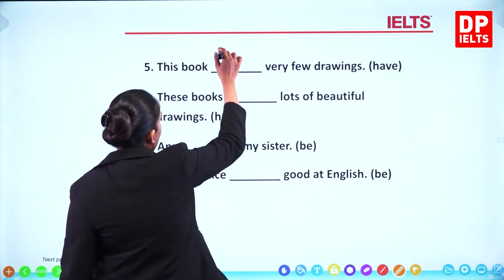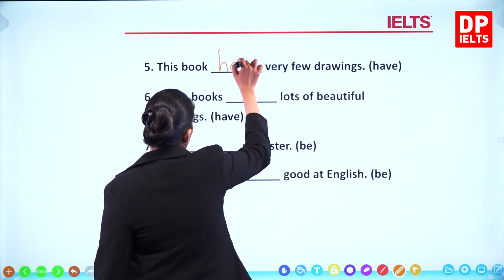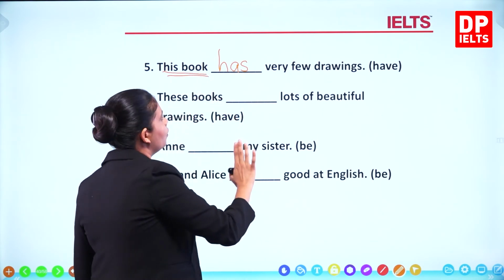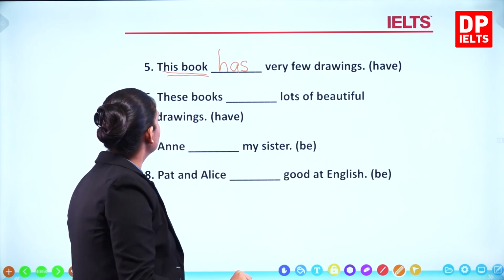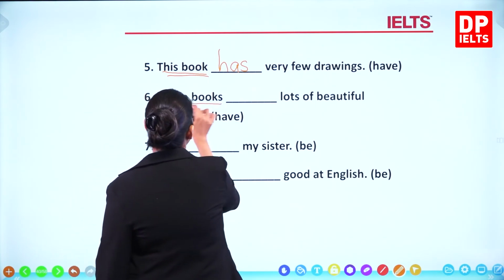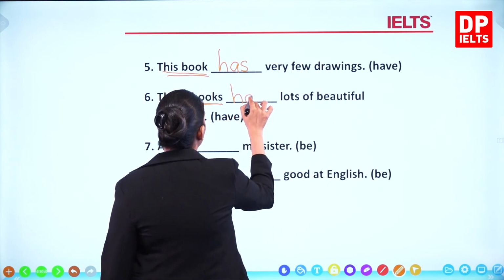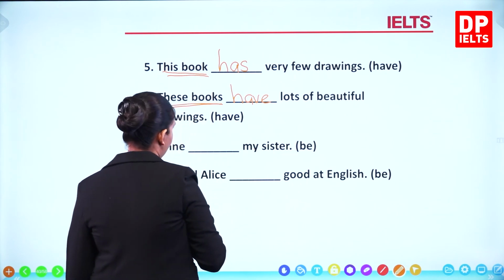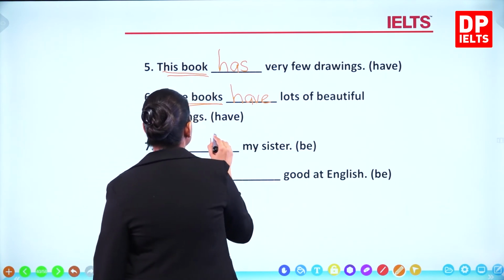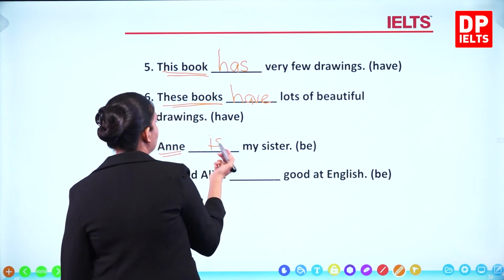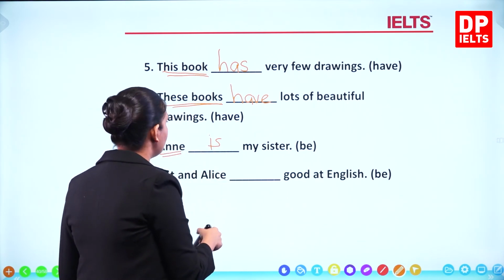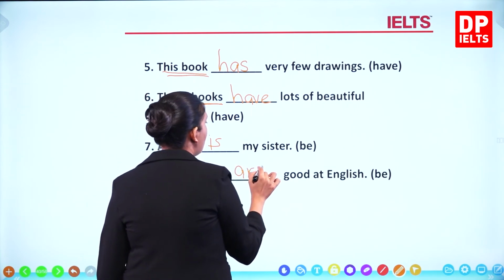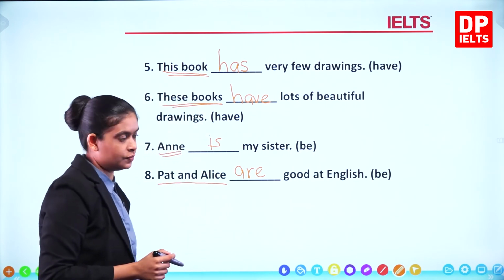This book has මේ පොතේ පින්තූර කිහිපයක් තියෙනවා. මේ පොත this book singular therefore has. These books මේ පොත් එතකොට have a lot of beautiful drawings. මේ පොත්වල ගොඩාක් ලස්සන චිත්‍ර තියෙනවා. And is my sister and කියන්නේ එක්කෙනයි. And මගේ සහෝදරිය is. Pat and Alice දෙන්නෙක්. Pat and Alice are two people, so are good at English. Right?